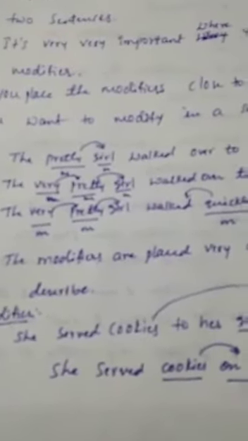Okay, the very pretty girl walked over to the counter. And the third sentence is, the very pretty girl walked quickly over to the counter. Okay, here the modifiers are very, pretty and quickly. Okay, the modifiers are placed very close to what we want to describe. This is a very, very important thing, okay, which you have to keep in your mind.